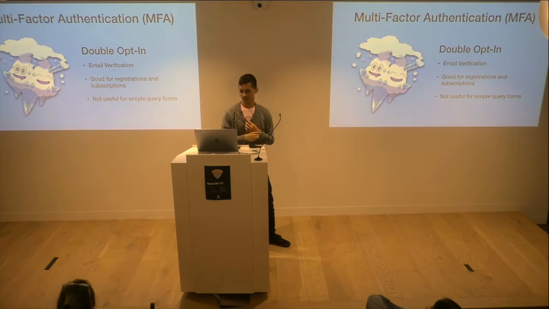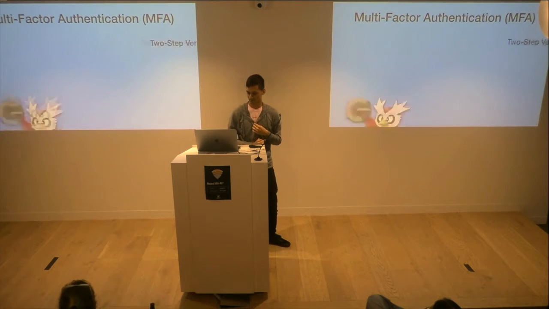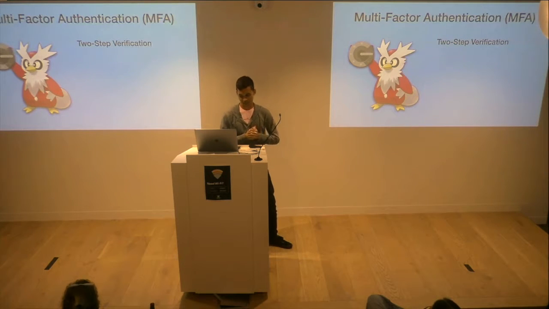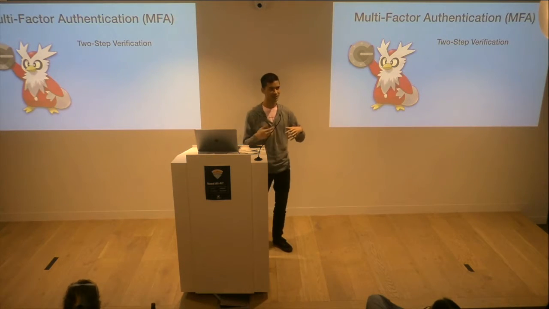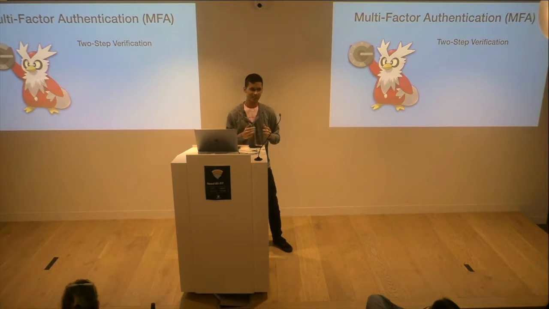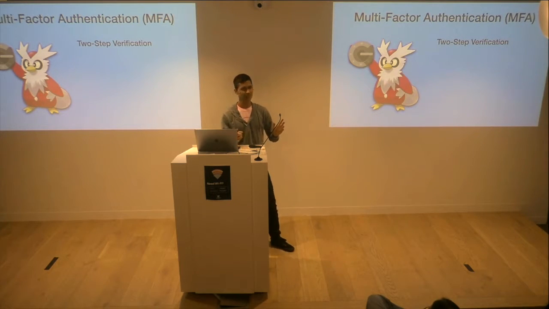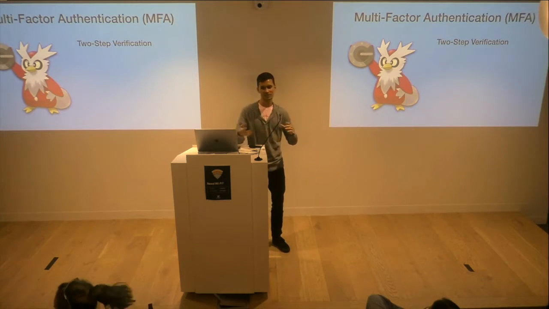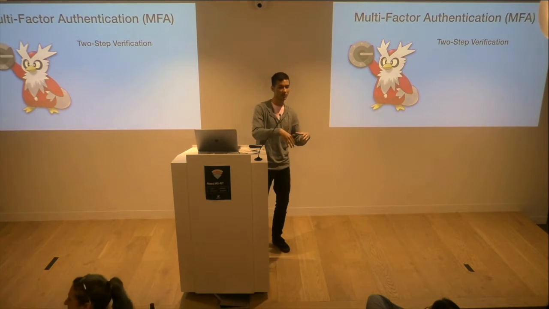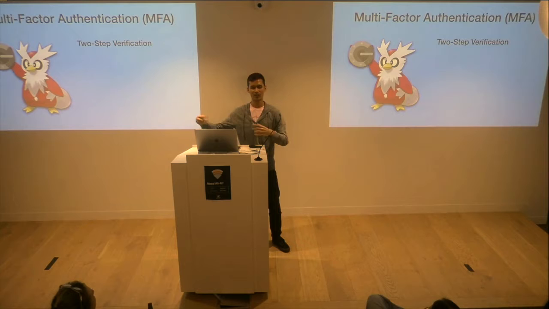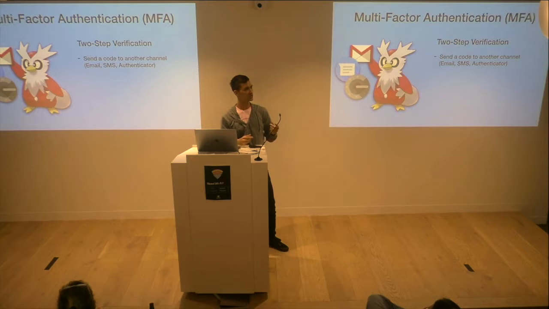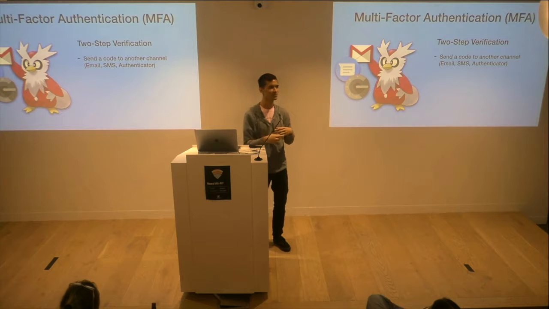So the next type of multi-factor authentication is two-step. Two-step verification involves sending a code to a channel other than the one you're currently on. So similar to double opt-in, but instead of getting an email, you actually get a code which you then use on the form that you are on. So you don't continue your flow elsewhere, you continue your flow where you are. So this usually involves sending a code to another channel, such as an email, SMS, or an authenticator, such as Google Authenticator or Microsoft Authenticator.